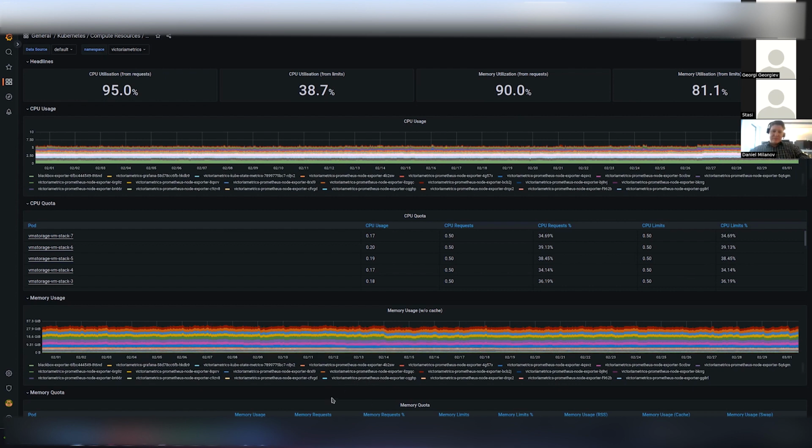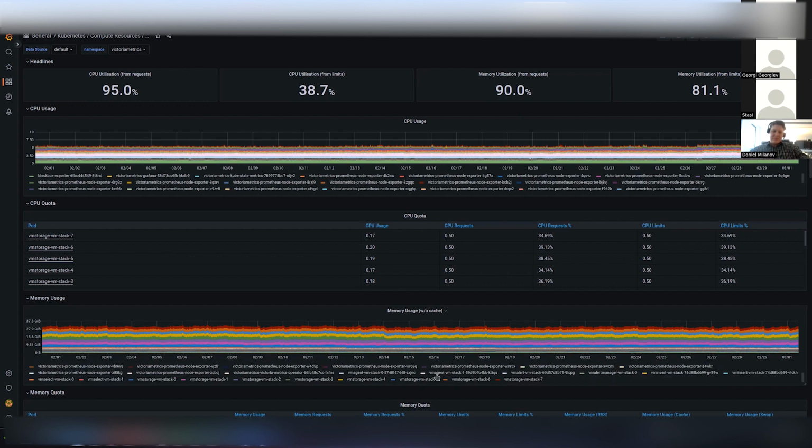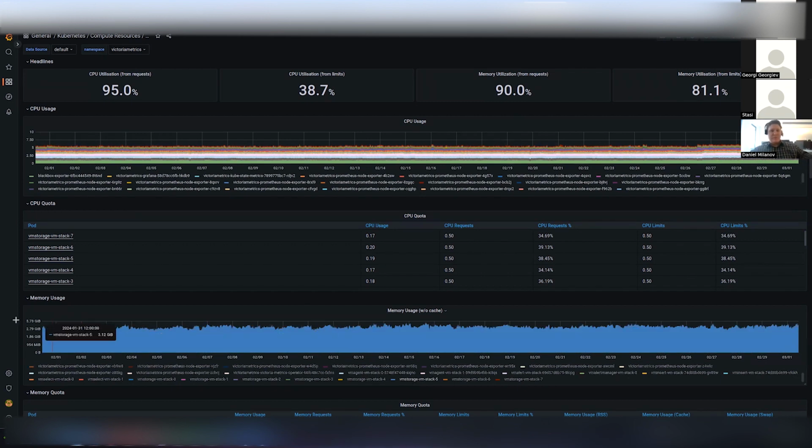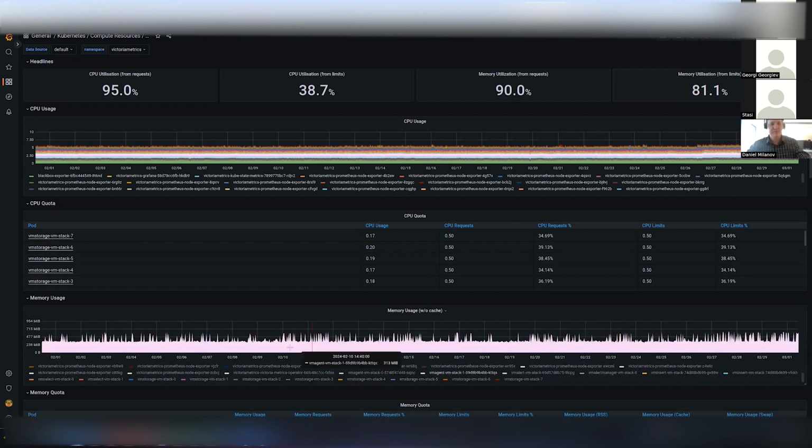This also includes the node exporters and everything that is deployed in the namespace. If we take, for example, one of the heavier things like a VM storage node, you can see it goes up to above 3 gigabytes, something like that. VM agent is also one of the heavier ones. And you have 8 of these in this case. So the overall memory is going to be high, but it's going to be spread among different instances. Thanks again, everyone.